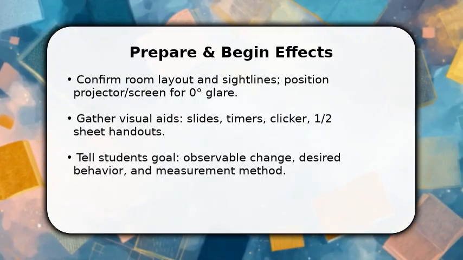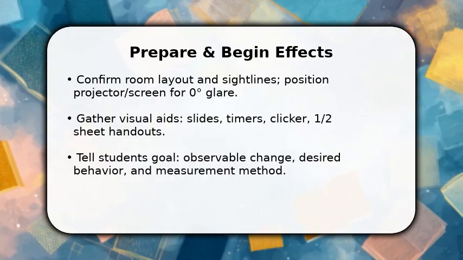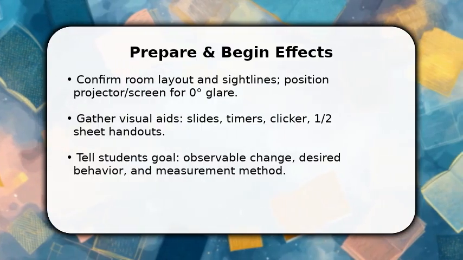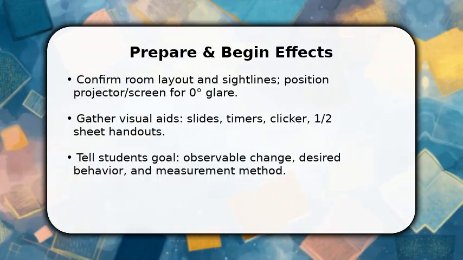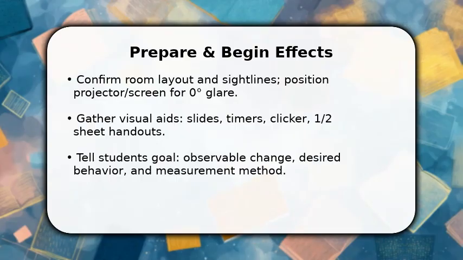You start by aligning prerequisites and taking the first actionable steps. Check sightlines and lighting so visuals read clearly. Once done, set up projector, clicker, and 1/2 sheet handouts.